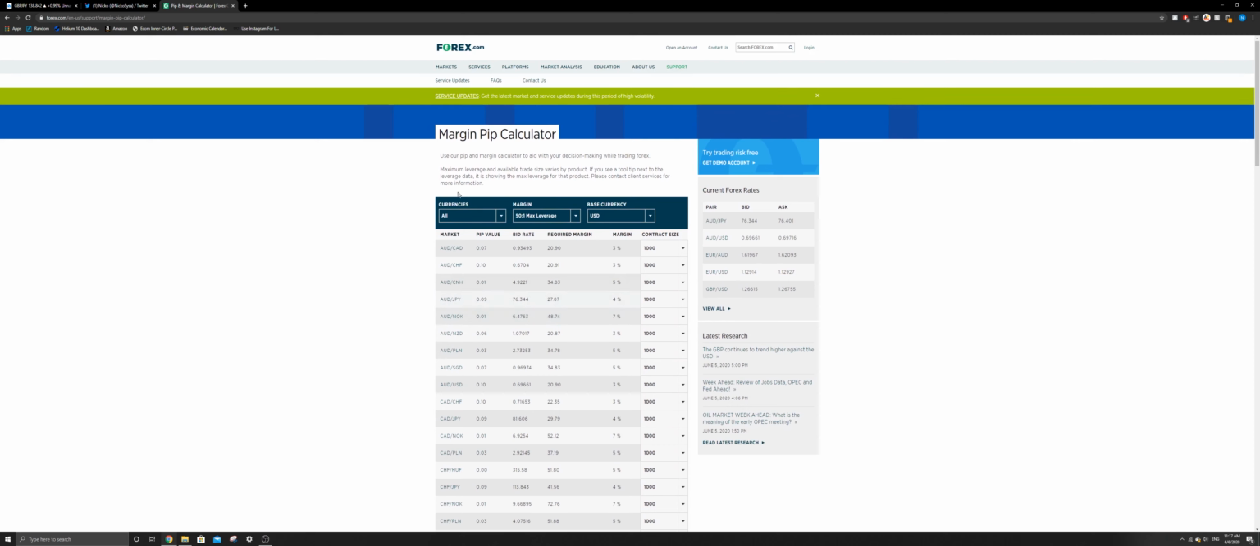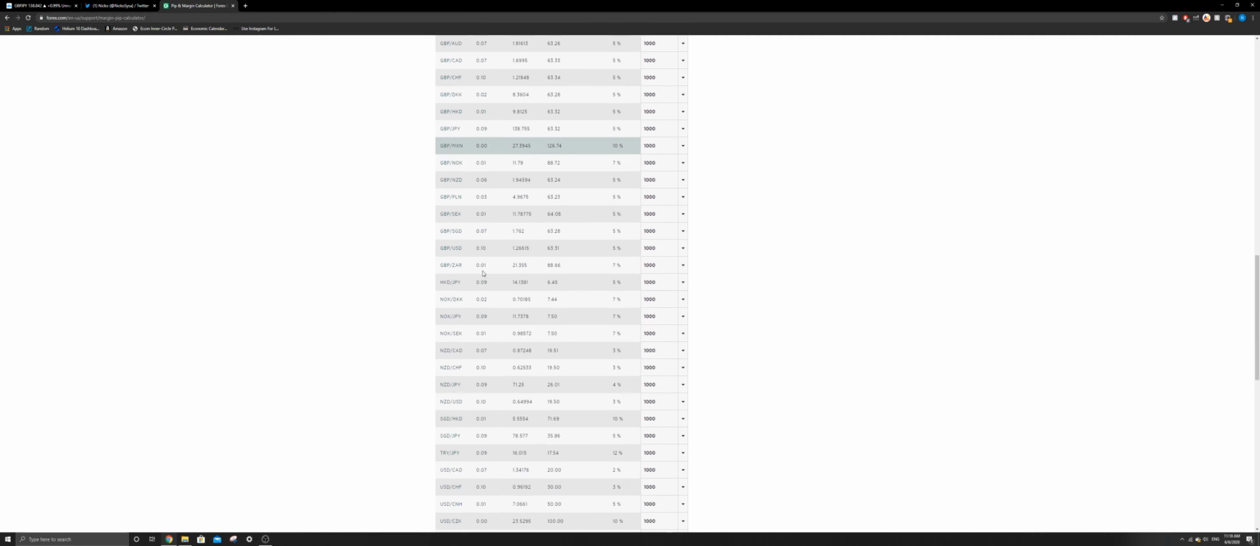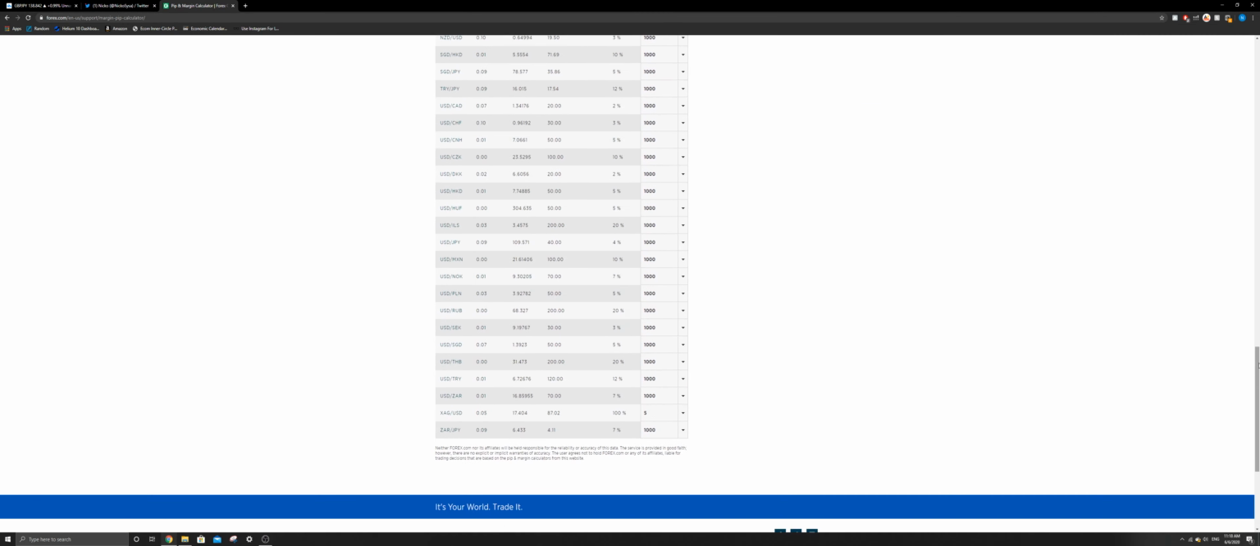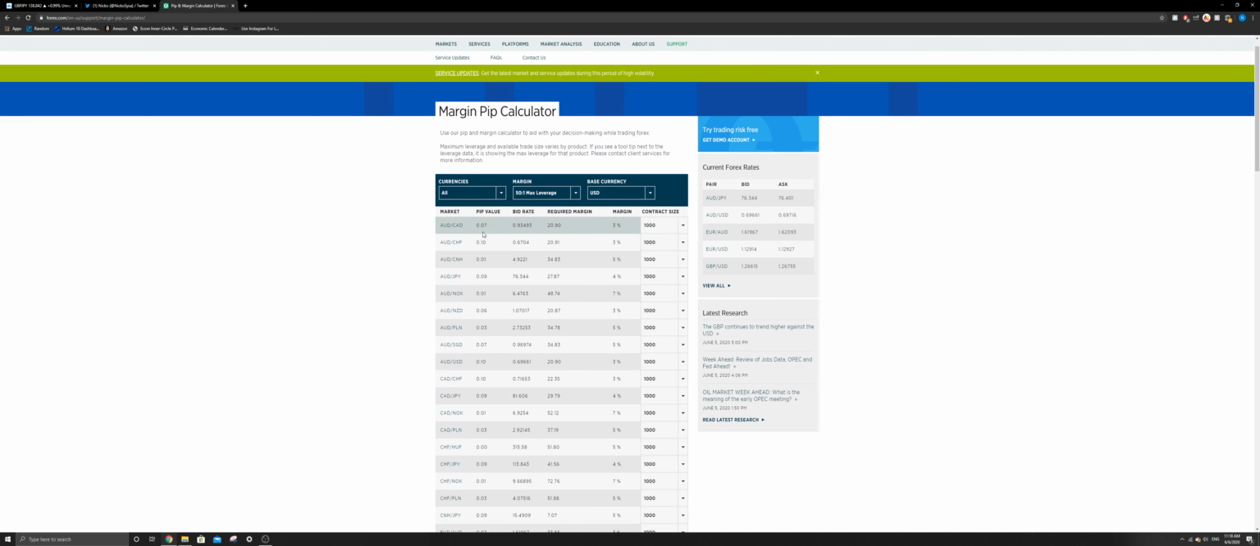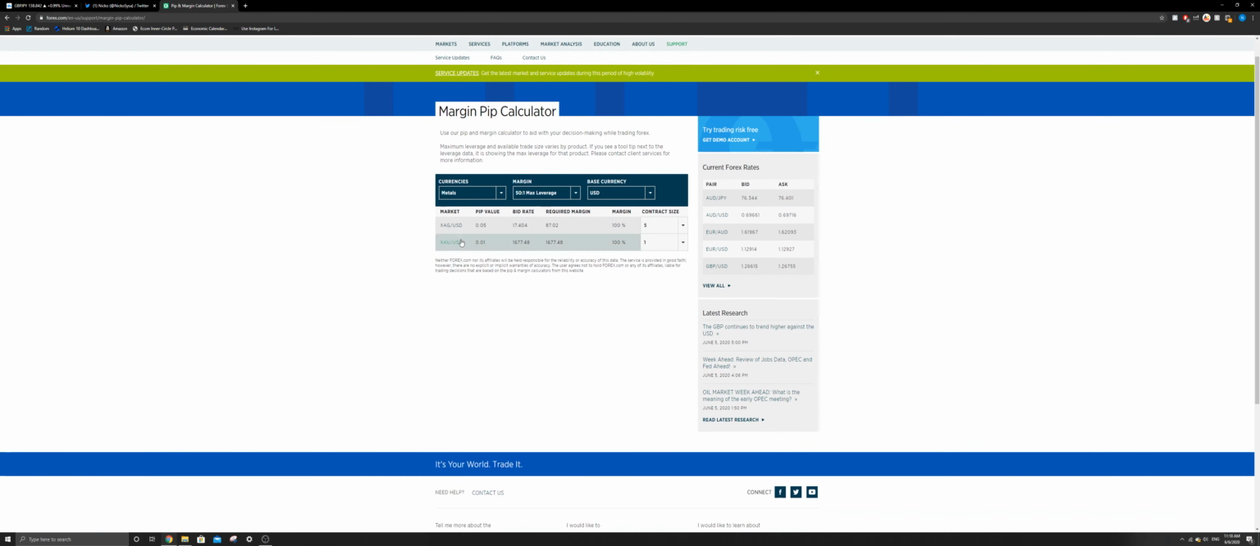This is for a margin pip calculator, and they have indices. Do they have indices? Let me see. I guess they don't. Wait. They don't have indices. Anyways, they do have almost all of the currencies. I guess they don't have indices, which is weird.